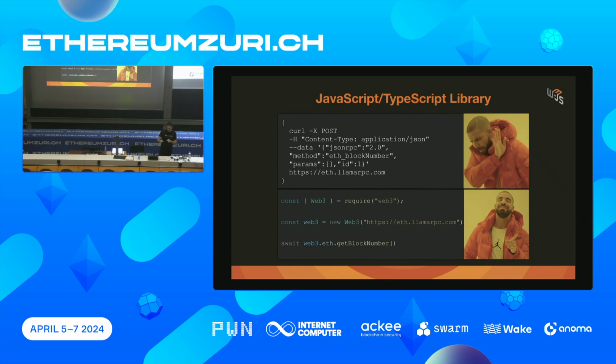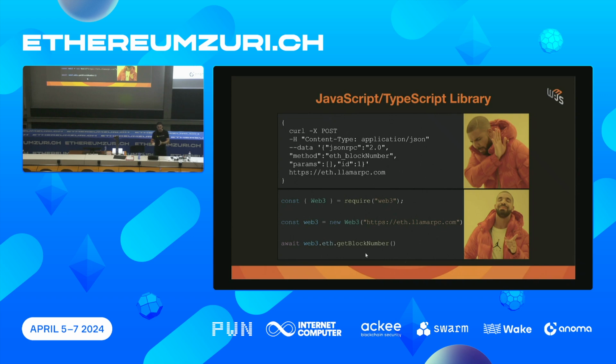So that's what we do at Web3.js. We abstract these JSON RPC calls into JavaScript. So when you want to get, for example, the block number of the blockchain, you don't need to write these RPC calls, and you just write web3.eth.getBlockNumber, and it's a way easier way than these JSON RPC calls.